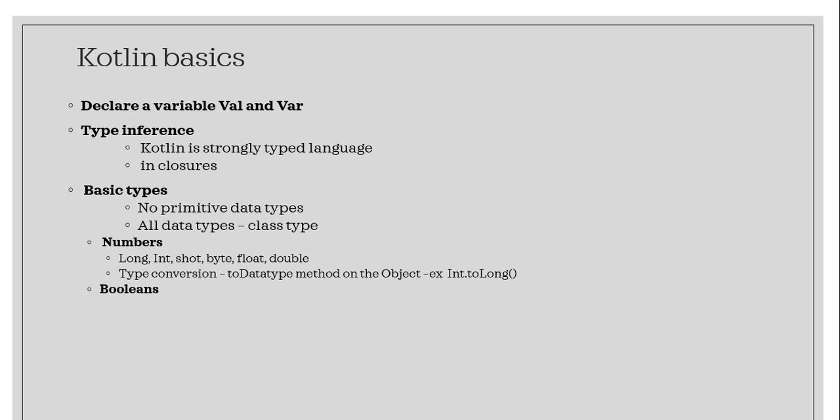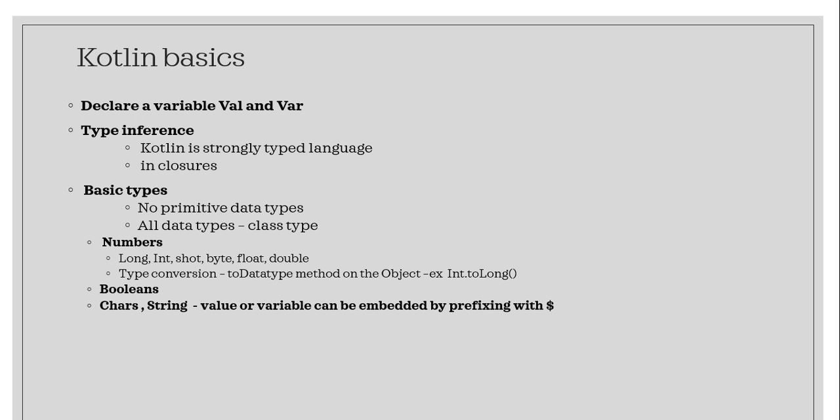So that is type conversion. In type conversion between long, int, short and byte, we can just call the respective method for that. And then booleans, and then we have chars, and string is the same as in the Java language. In Java the string is an immutable class, and here also it is an immutable class.